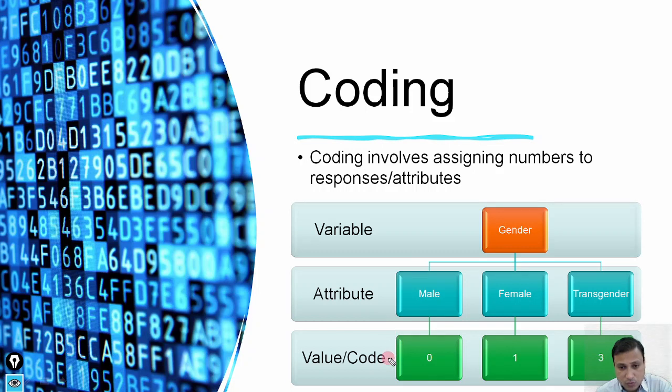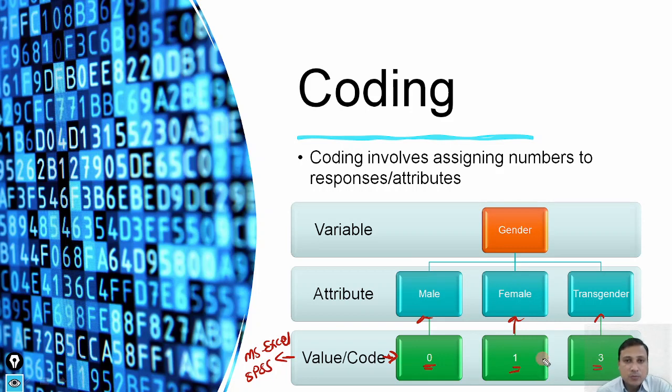Now here are the codes. What is the meaning of code? Code is nothing but it is simply that we assign some number to identify our attributes. And why we assign these numbers? Because MS Excel or SPSS kind of software, they are only comfortable with these numbers. They only recognize these attributes on the basis of these numbers. That is why we are using these numbers.